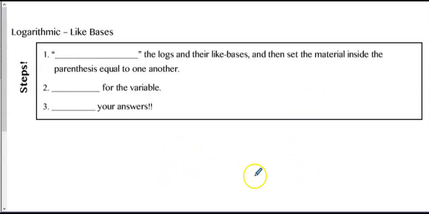So let's do our steps. Cancel out the logs. Step 1, set the material inside the parentheses equal to one another. So we don't have exponents on these, but the parts in the parentheses would be the exponents. So we set those equal to each other, and then solve for the variable. And on these, because we're going the other way around, we do have to check our answers.